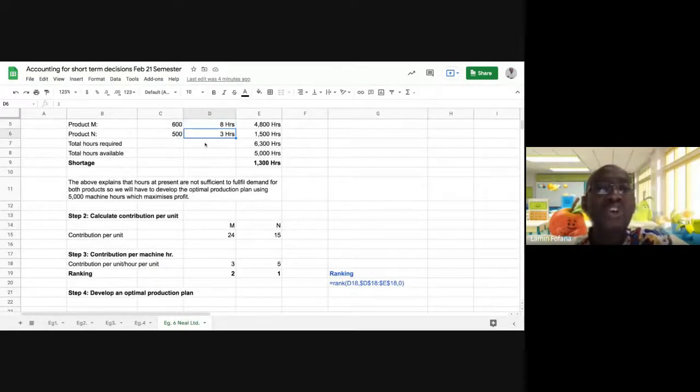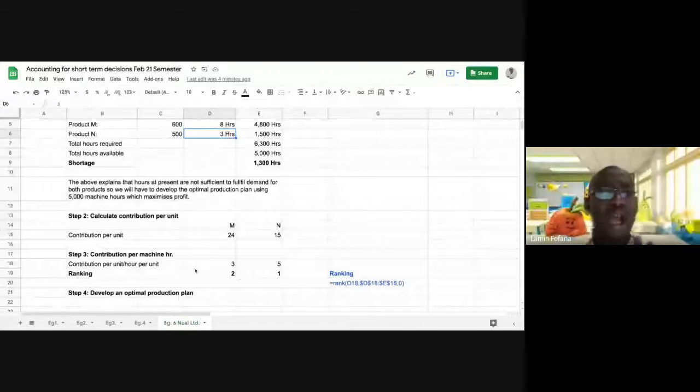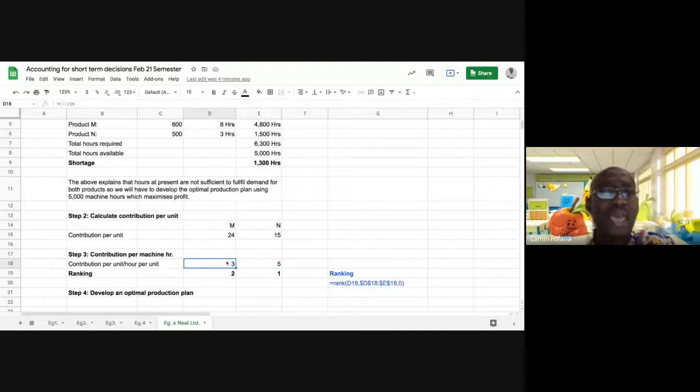It takes 3 hours only to produce product N. So it's more efficient to choose product N. This is the more reason why we have the contribution per scarce resource higher in N than that of product M. Can you see? Because it's taking, look at it, more than twice the time, 8 hours to produce M, whilst product N is only 3 hours. So naturally, if you divide, you're going to get more. So that's why you had the contribution per machine hours higher for N than M.